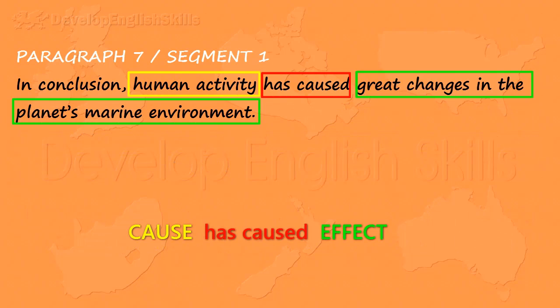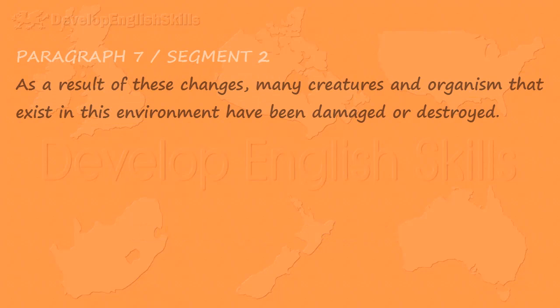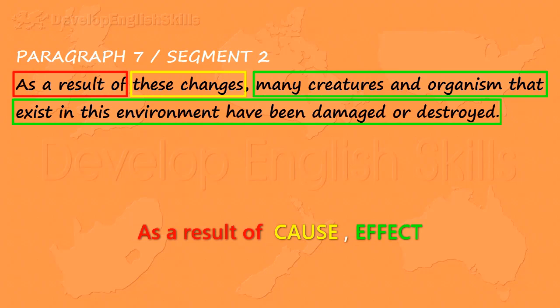In conclusion, human activity has caused great changes in the planet's marine environment. "Has caused" is used to connect the cause with the effect. As a result of these changes, many creatures and organisms that exist in this environment have been damaged or destroyed. "As a result of" goes in front of the cause, which is followed by a comma and then the effect.